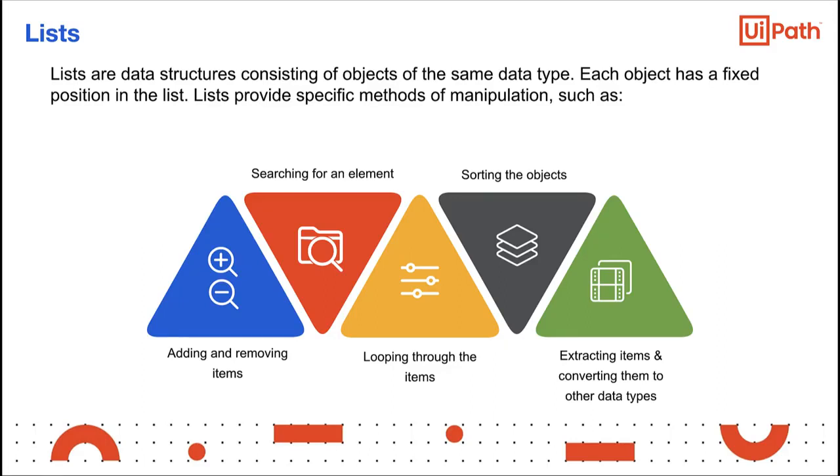Lists are one of the simplest and the most used collection data types. Lists can store large number of elements, including names, numbers, and time coordinates. Lists provide specific methods of manipulation, such as adding and removing items, searching for an element, looping through the items and performing certain actions on each, sorting the objects, and extracting items and converting them to other data types.